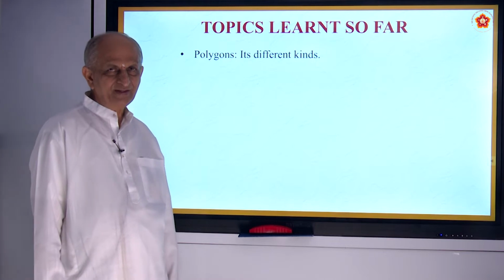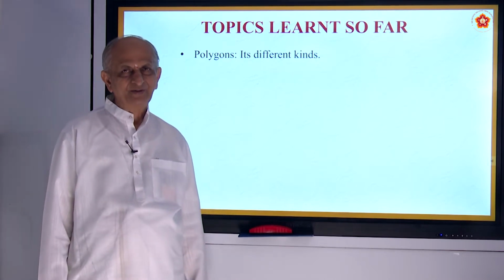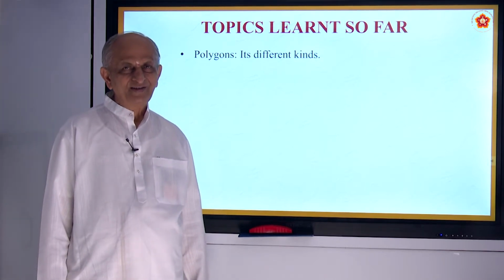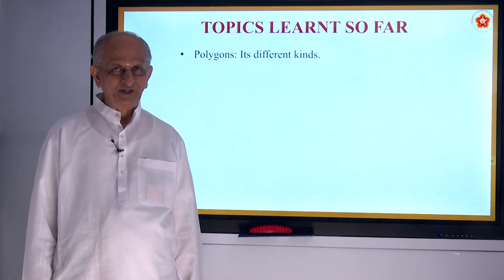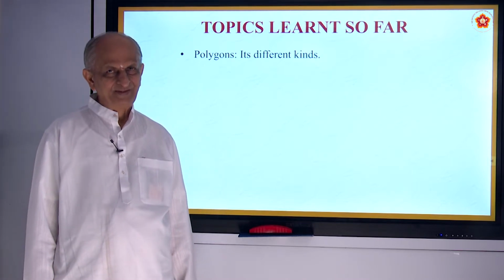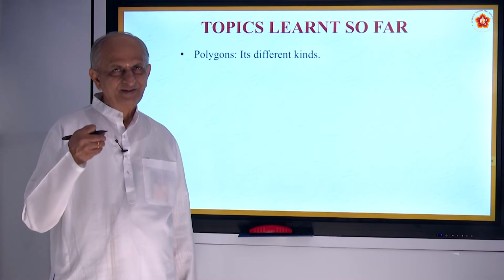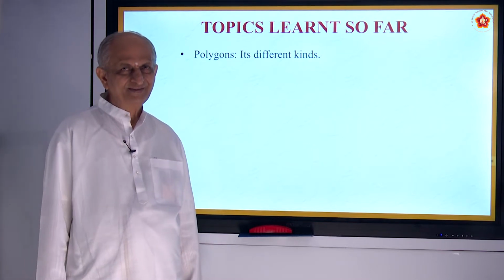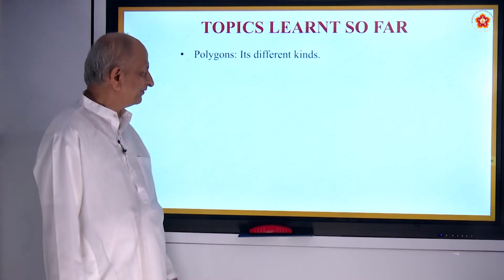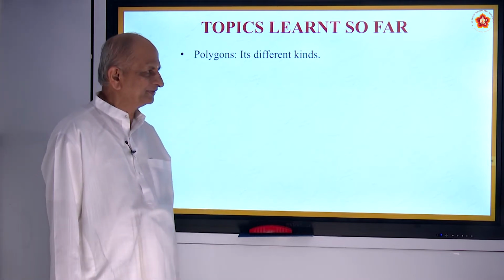6? Hexagon. What is decagon? 10 sides. What is octagon? 8 sides. What is triangle? 3 sides. So, there are different kinds of polygons.